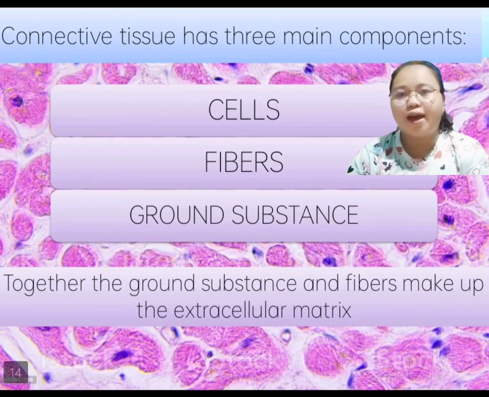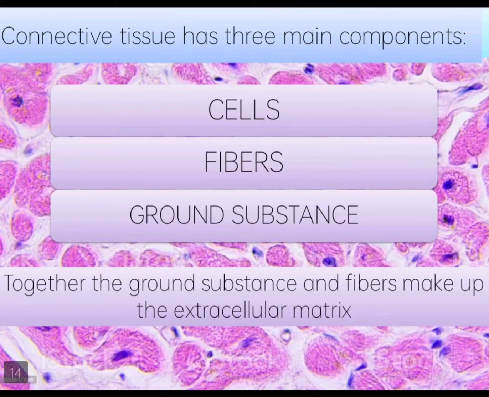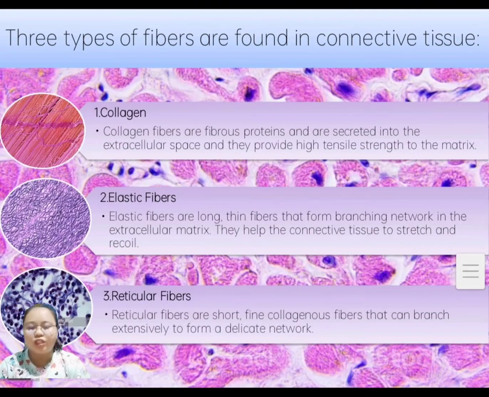Connective tissue also has three main components. These are cells, fibers, and ground substance. Together, the ground substance and fibers make up the extracellular matrix. There are also three types of fibers that are found in connective tissue.